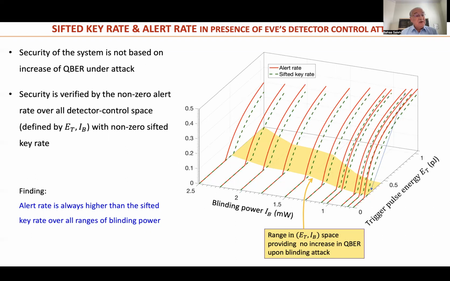Finally, we obtain this plot. Security of the system turned out to be not based on increase of the quantum bit error rate under attack. Security is verified by the non-zero alert rate over all detector control space. So here the plot shows the blinding power and the trigger pulse energy. And what is shown here is the alert rate in red and the sifted key rate. And the alert rate is higher than the sifted key rate. And we identify here the region in yellow. This is the space of trigger energies and blinding power that provide no increase in the quantum bit error rate upon the blinding attack. So our finding is that the alert rate is always higher than the sifted key rate over all ranges of blinding power.